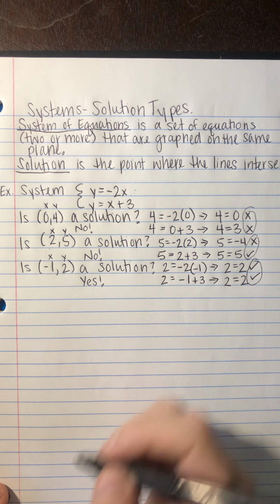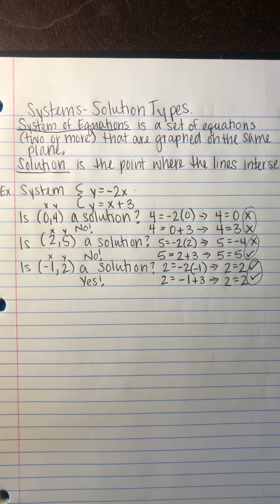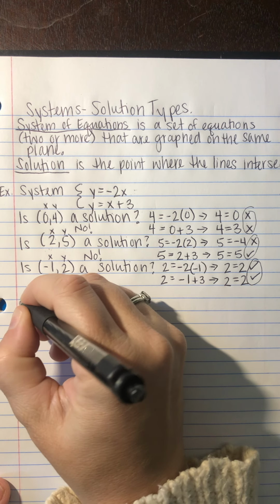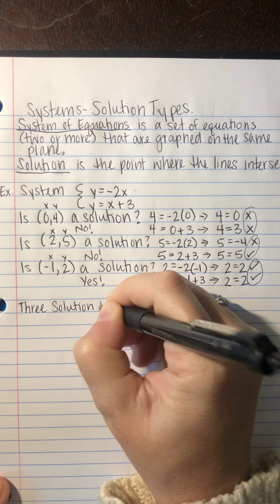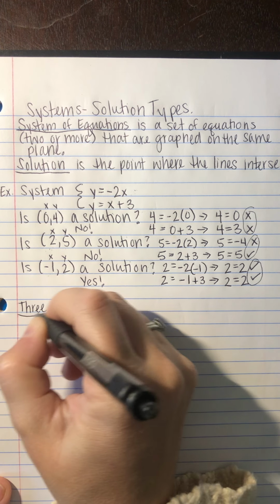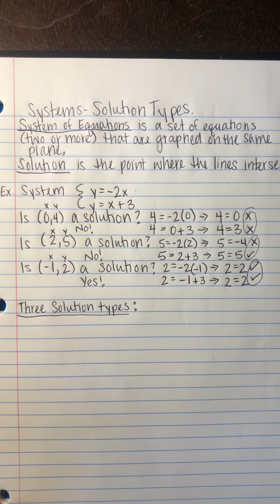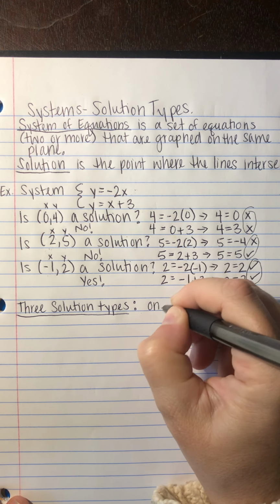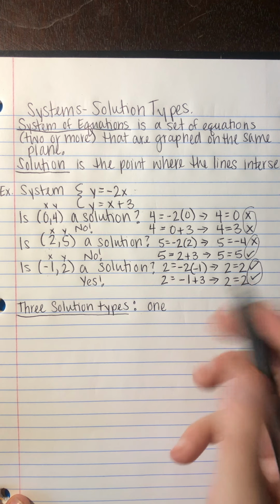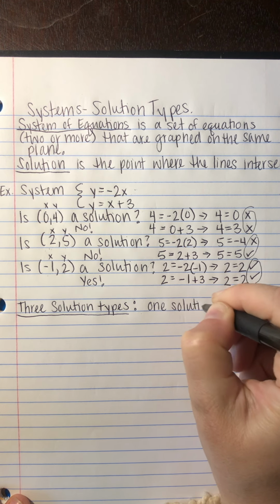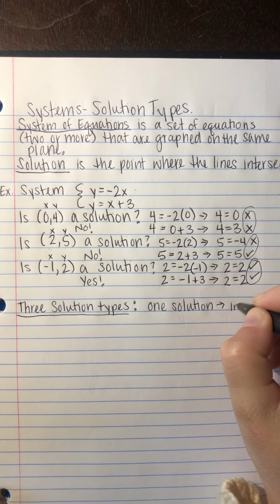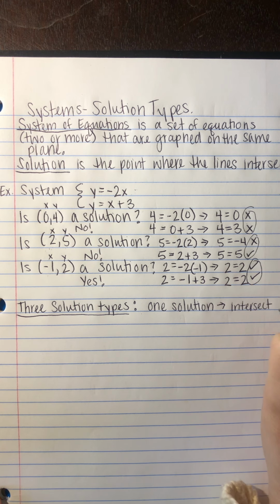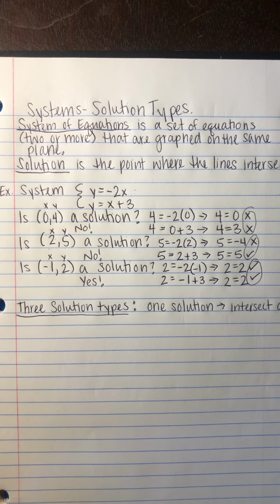All right, so the second thing we're going to talk about are solution types. So we mentioned this a little bit earlier. There are 3 different types of solutions. And our 3 solution types are, you can have one solution. So what we did up here, we found just one of these to be the solution. And if you have one solution, that tells you that these lines cross literally at one point, or they are intersecting only one time. They intersect once.